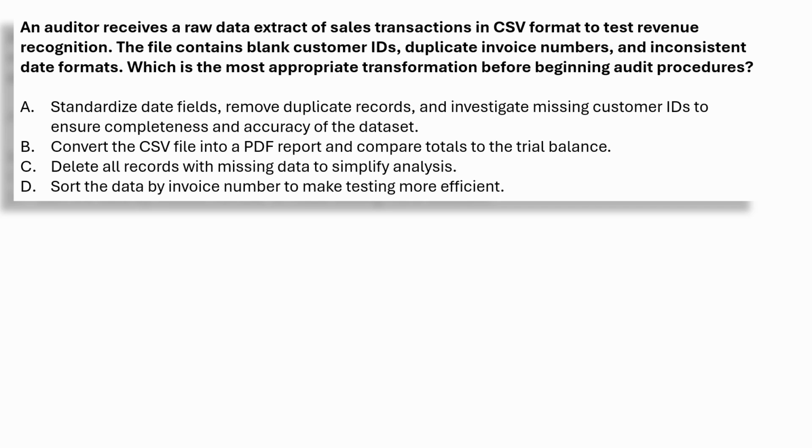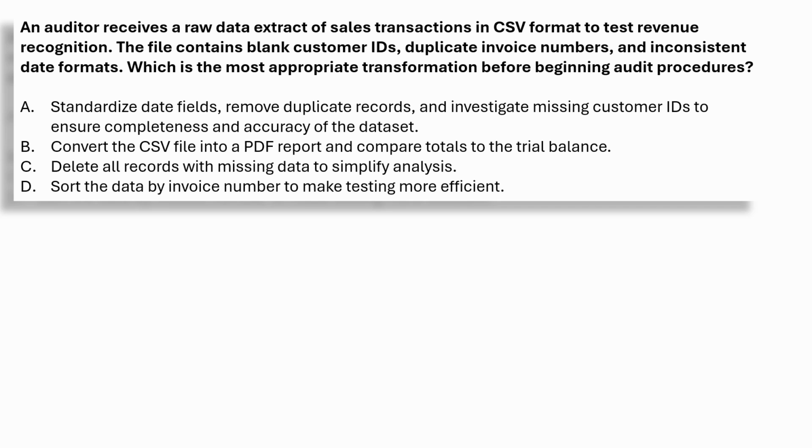Option B says, convert the CSV file into a PDF report and compare totals to the trial balance. No way. Converting to PDF is like locking the data in a glass case. Looks official, but now you can't manipulate it. We need raw, usable data, not a pretty report.